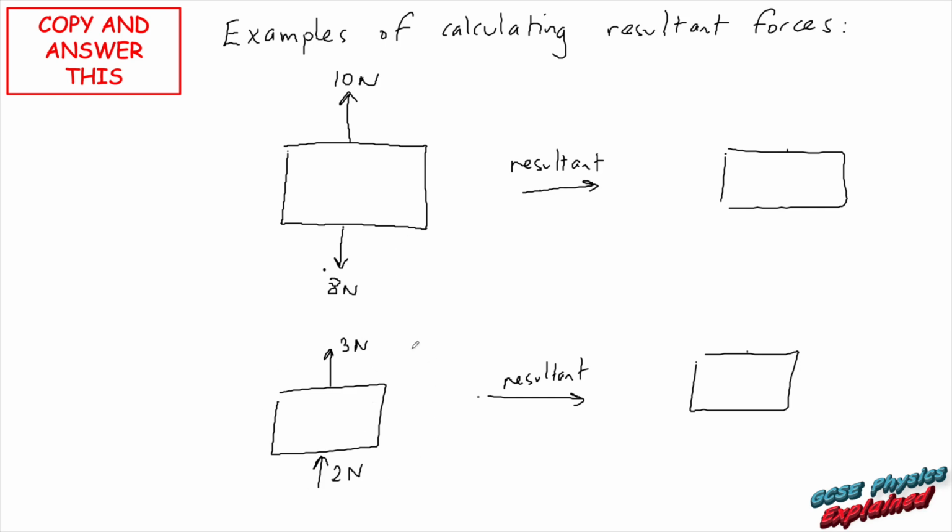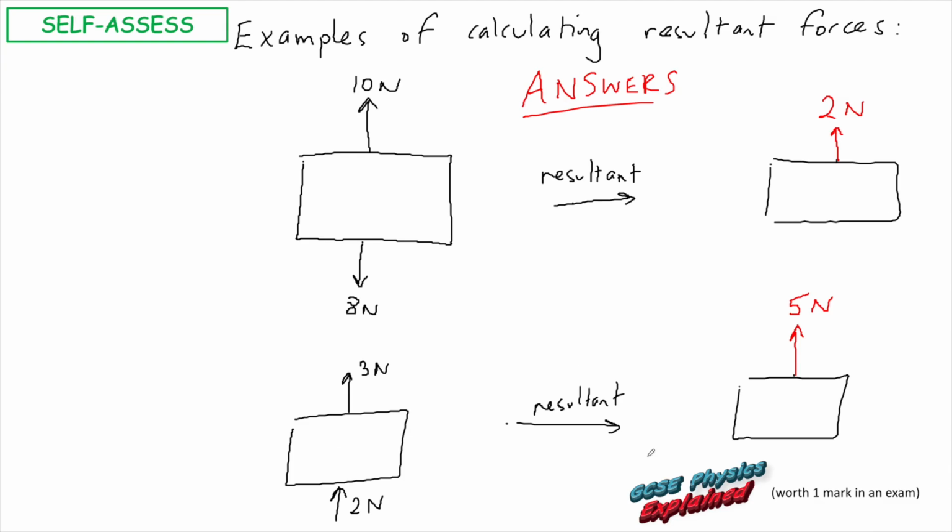And have a look at this one here. You've got 3 newtons going up and 2 newtons going up. Now, I know that the forces are acting on opposite sides of the object, but they are going in the same direction. So they're helping each other out. So you've got to add these ones together. So 3 plus 2 is 5. So that's your resultant forces there. 2 newtons going upwards, so the size and the direction, and 5 newtons going upwards, so the size and the direction. And you'll get either 1 or 2 marks in an exam for that.